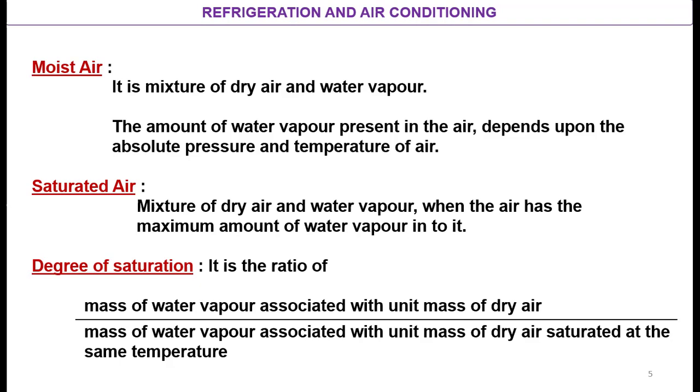The numerator is how many kg of water vapor are present per kg of dry air, and the denominator is the mass of water vapor associated with unit mass of dry air which is now saturated at the same temperature. So the numerator talks about the unsaturated air, how much mass of water vapor is present per kg of dry air in unsaturated air, and when this air is fully saturated, the ratio of these two is called the degree of saturation. The degree of saturation is normally expressed in percentage. Very important definition.